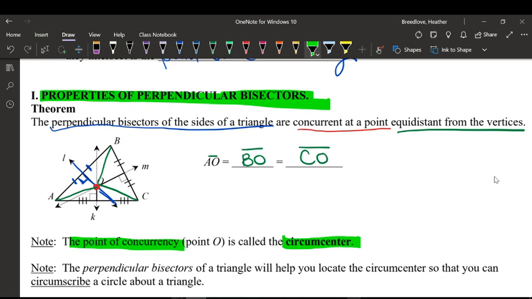So let's talk about what that word means. Circumcenter: center of circumference. Circumference is what goes around a circle. Remember that from when you first learned super basic geometry? Circumference of a circle is the perimeter of a circle. So here's the second note. The perpendicular bisectors of a triangle will help you locate the circumcenter so that you can circumscribe a circle about a triangle. Again, that sounds kind of silly.